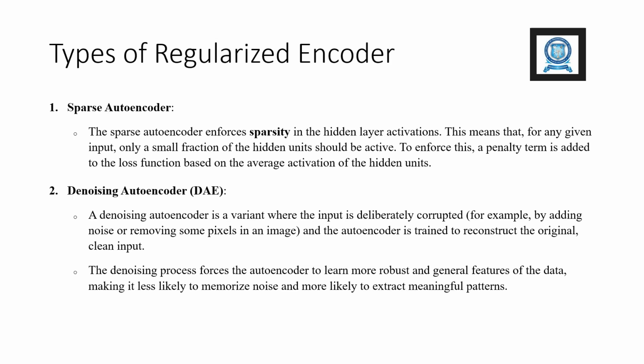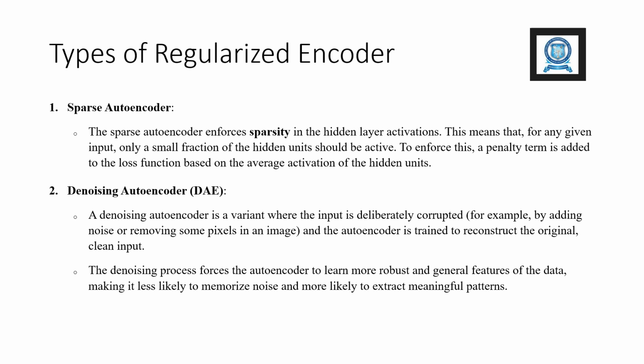Types of regularized encoder. Number one, sparse autoencoder. The sparse autoencoder enforces sparsity in the hidden layer activations. This means that for any given input, only a small fraction of the hidden units should be active. To enforce this, a penalty term is added to the loss function based on the average activation of the hidden units.